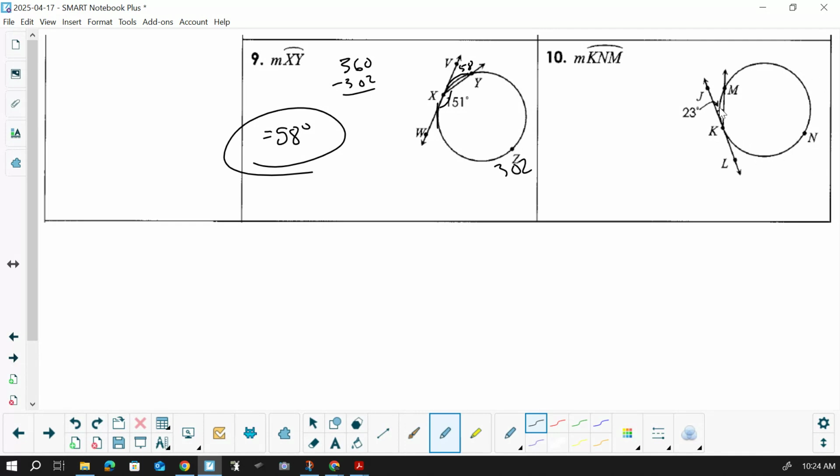K and M, the big arc here. I'm going to work this backwards. 180 minus 123 is 157, so the angle is 157. 157 times 2 would be that arc. 157 times 2 is 314.